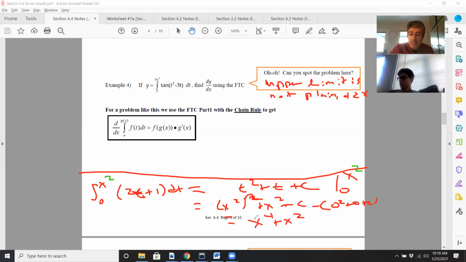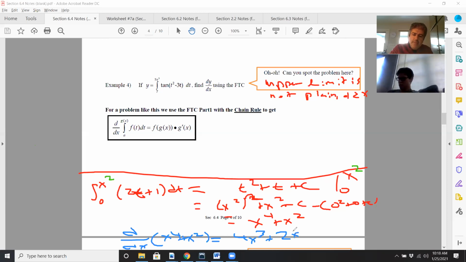Now, if I do the derivative of this, that's part of the FTC, right? Remember, you're doing a derivative, antiderivative. So it's now connecting differential and integral calculus, right? That's why it's called the fundamental theorem of calculus, connecting all the old stuff with the new stuff. So if I do d/dx of that expression, I get 4x cubed plus 2x.